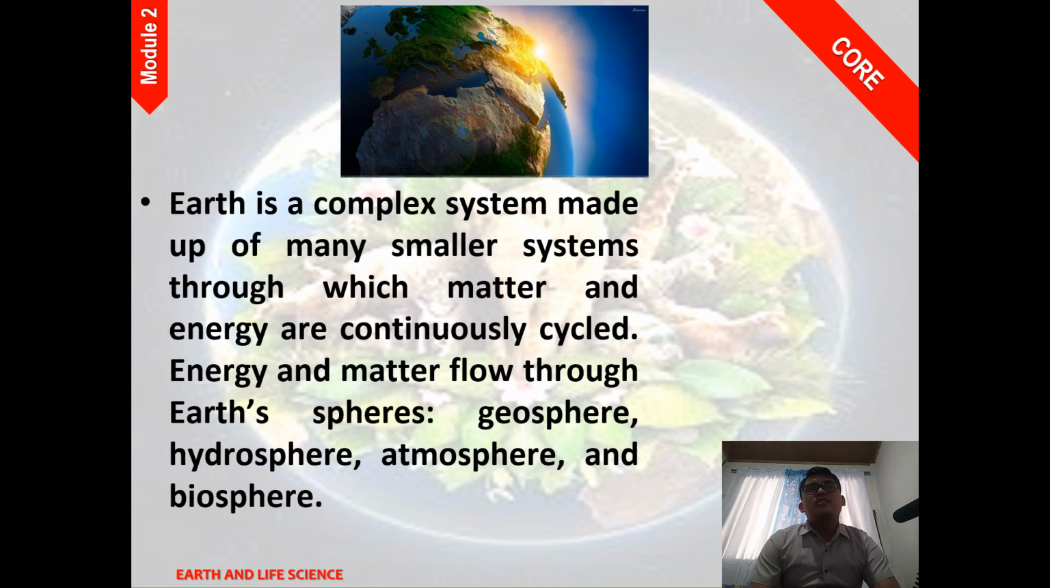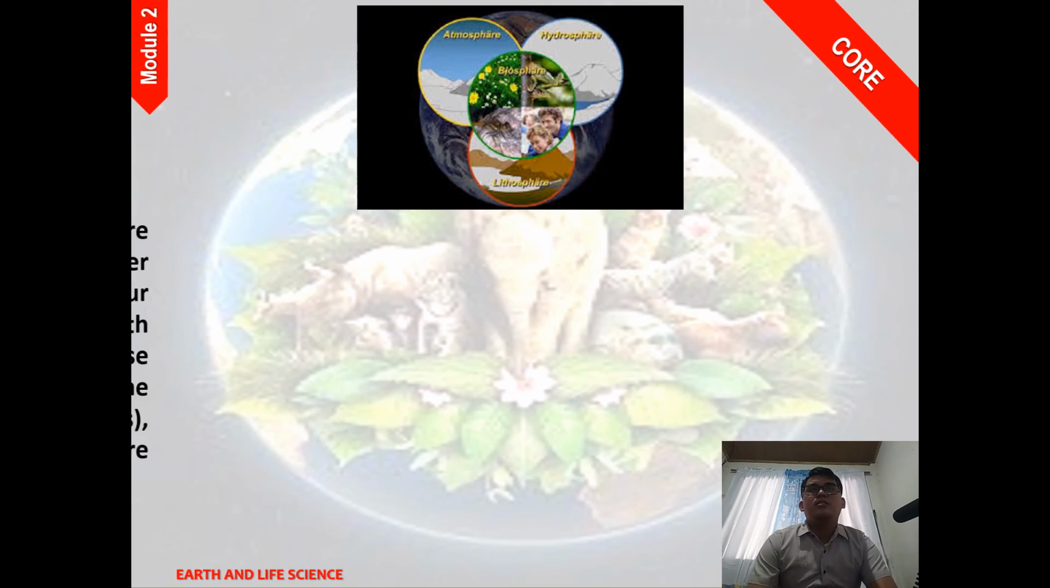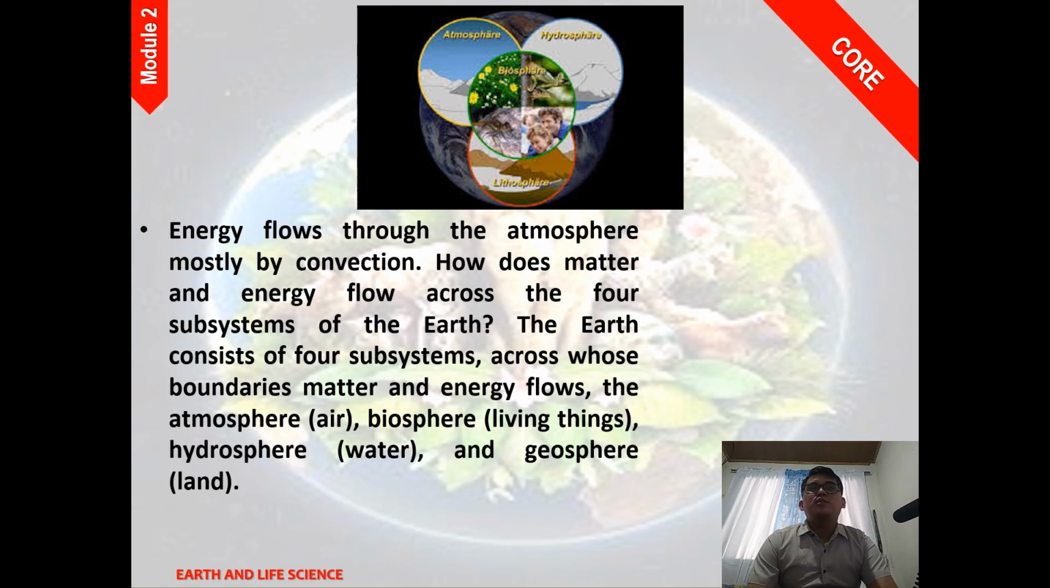Earth is a complex system made up of many smaller systems through which matter and energy are continuously cycled. Energy and matter flow through Earth's spheres: the geosphere, hydrosphere, atmosphere, and biosphere. Energy flows through the atmosphere mostly by convection. How do matter and energy flow across the 4 subsystems of the Earth? The Earth consists of 4 subsystems. Across its boundaries, matter and energy flow. The atmosphere, or the air, the biosphere, or the living things, the hydrosphere, or all the waters of the Earth, and the geosphere, or the land.